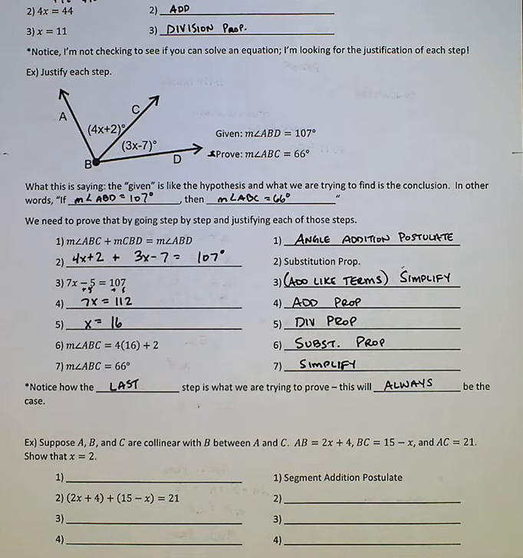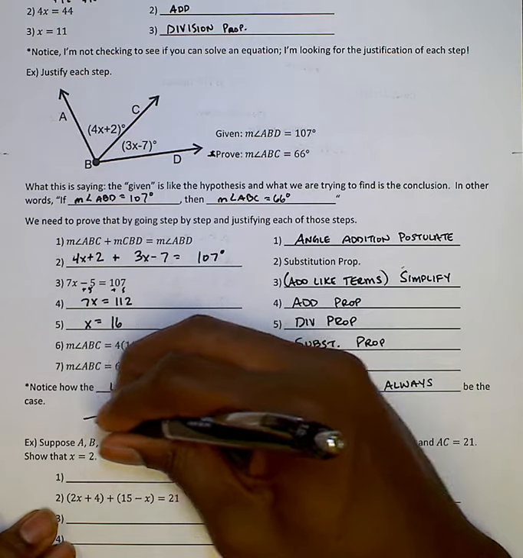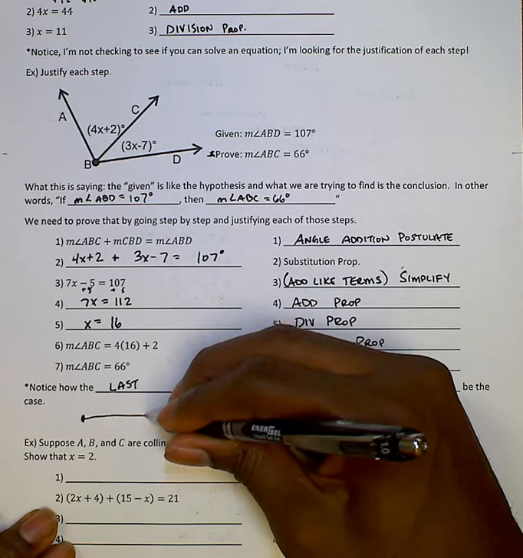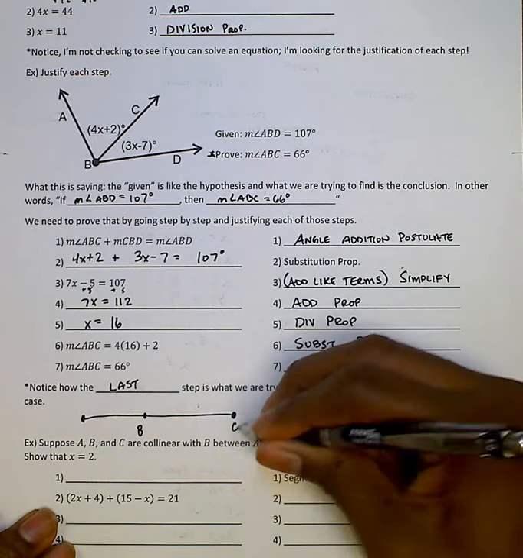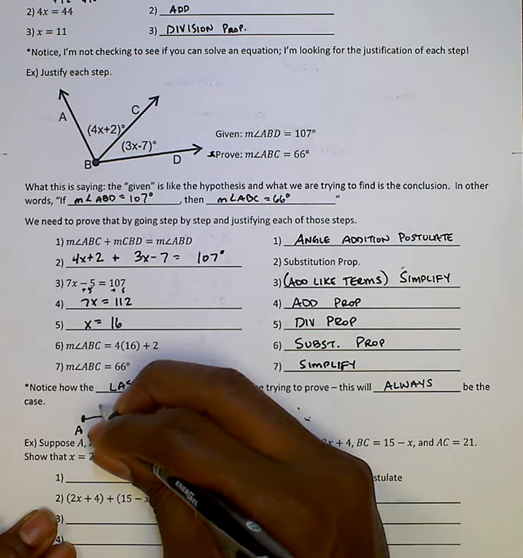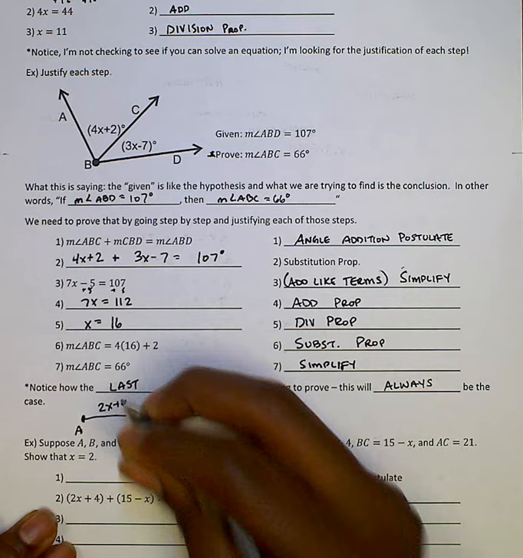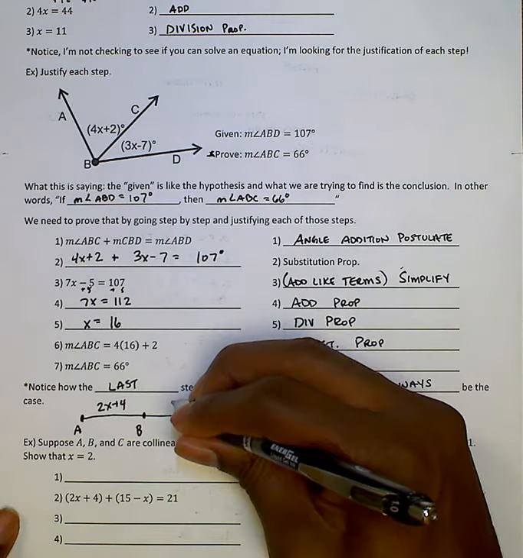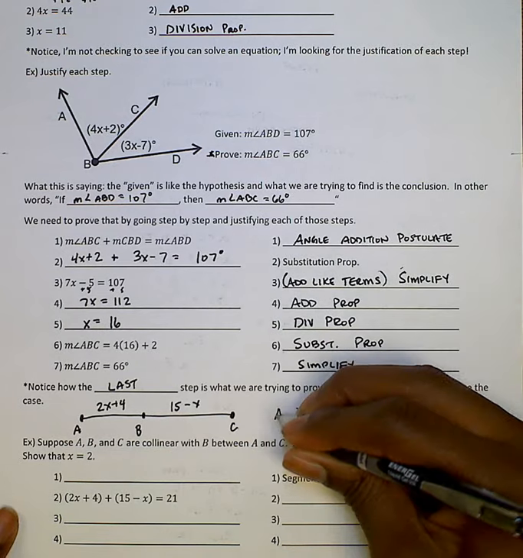Okay, let's look at one last example. Suppose A, B, and C are collinear with B between A and C. Okay, I'm going to draw a diagram because I like those. It makes me not have to think as much. So A, B, and C are collinear with B somewhere between A and C. So, got that? They told us that AB is 2x plus 4, and BC is 15 minus x, and AC equals 21.